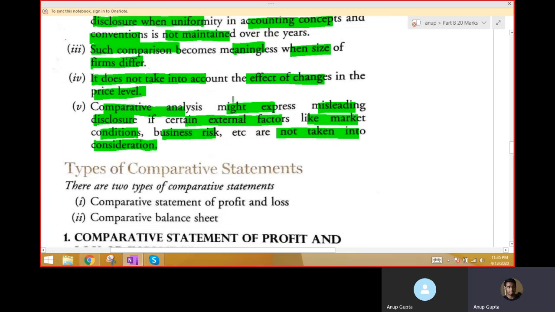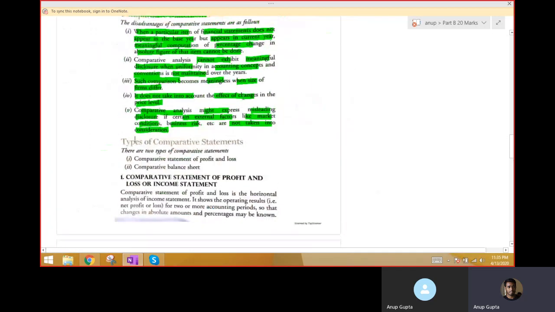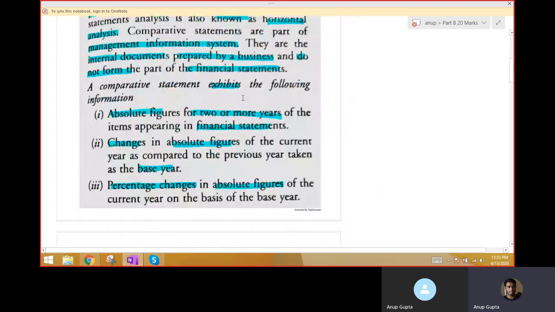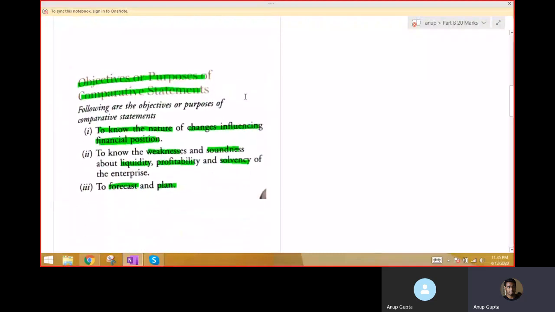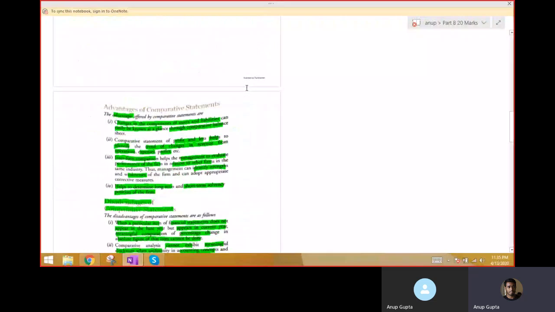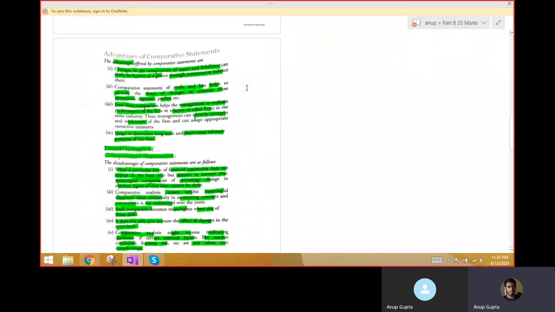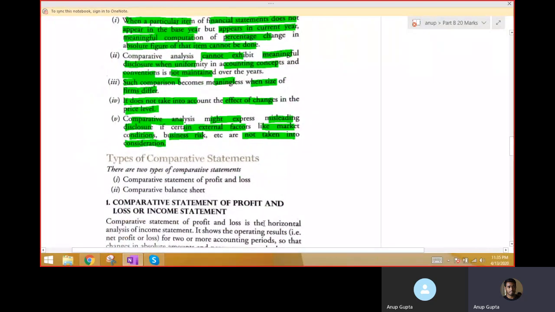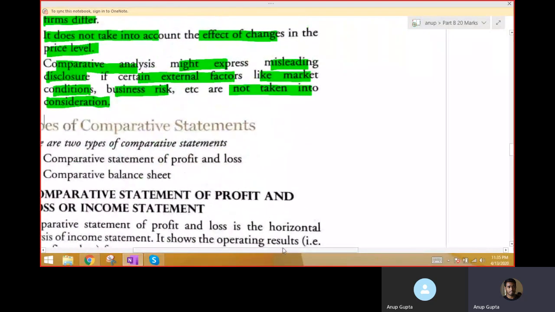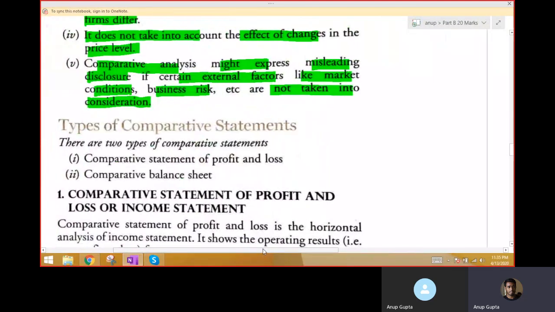Okay, fine. So what we have studied till now is the meaning of comparative statement. Then we have studied the objective and purpose. Then we studied the advantages and disadvantages. Now we'll be studying the types of comparative statement. How many types of comparative statement are there? This comparative statement is made for the financial statements, and these financial statements are statement of profit and loss and balance sheet. So therefore the comparative statement is made for statement of profit and loss and balance sheet.